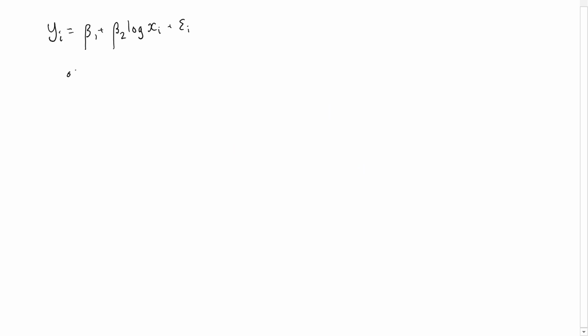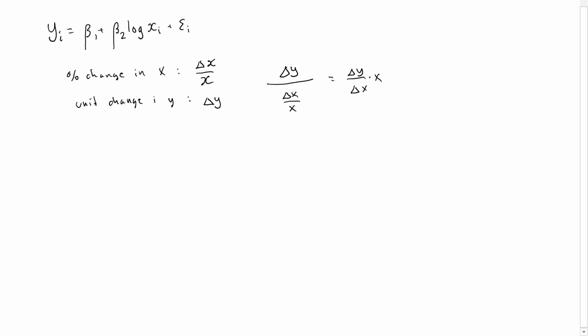The percentage change in x is delta x over x, and the unit change in y is delta y. So if I take the ratio of these, delta y divided by delta x over x, that becomes delta y over delta x times x. And this is approximately equal to dy dx times x.